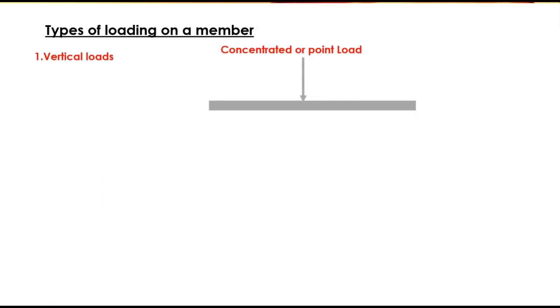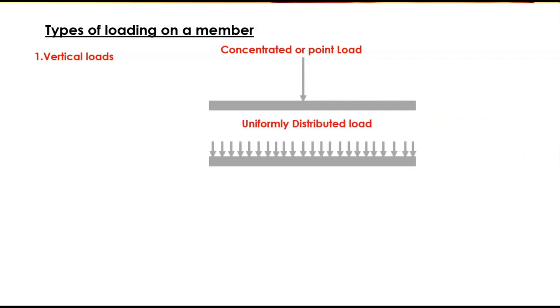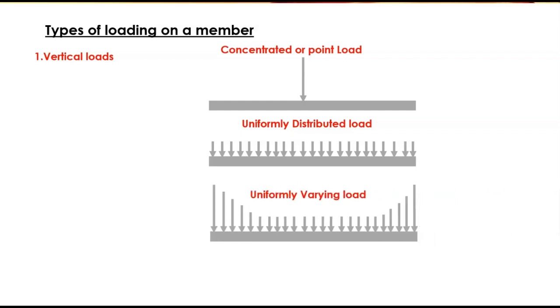Now let's look at the types of loading on a member. We have vertical loads, which are further classified into concentrated or point load, and uniformly distributed load, where you can see the magnitude of load is the same throughout the length of a member. We have uniformly varying load, which varies uniformly throughout the length of a member. Then we have horizontal loads, which act on a beam.